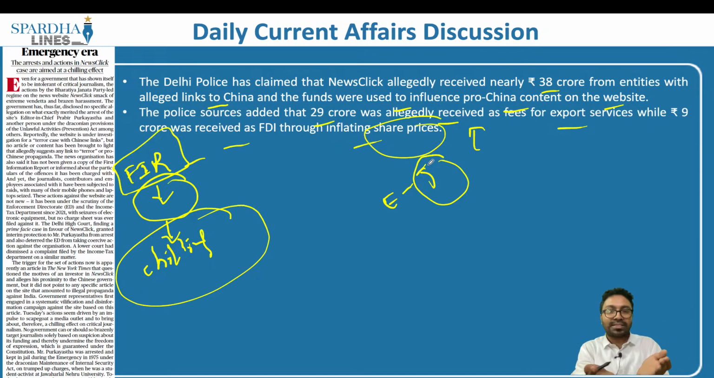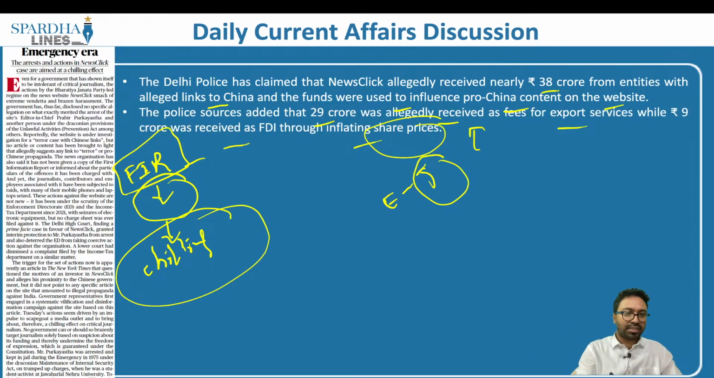It is also called the sealed cover doctrine because the envelope will have the information as to why this person or why this event took place, and since it happens to be very private, secret information, this has to be given only to the judiciary. So the judiciary will go through these documents and ultimately give out a recommendation or pass an order.